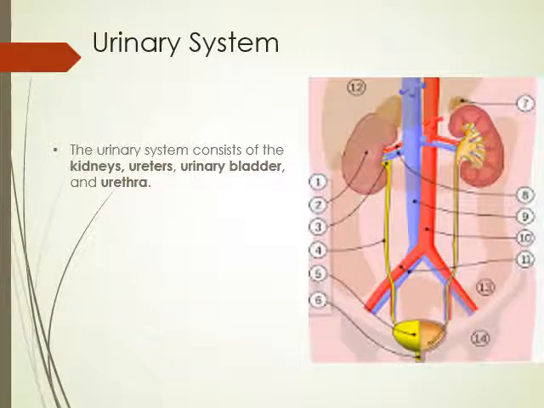The kidneys filter the blood to remove waste and produce urine. The ureters, the bladder, and the urethra are the urinary tract, and they're kind of a plumbing system. They drain urine from the kidneys, store it, and release it during urination.